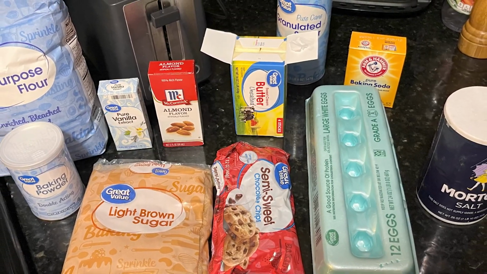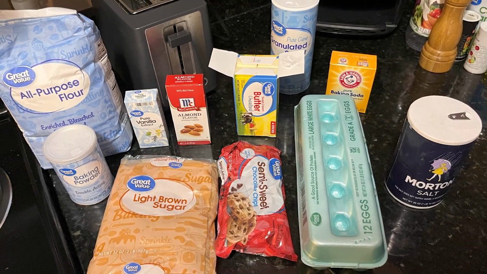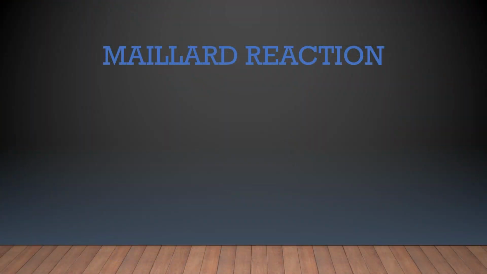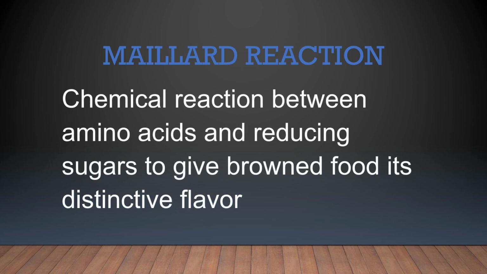Today we're going to be doing the food chemistry lab, but first let's go over some key terms and vocabulary. Let's start with the Maillard reaction. This reaction is a chemical reaction between amino acids and reducing sugars to give brown food its distinctive flavor.